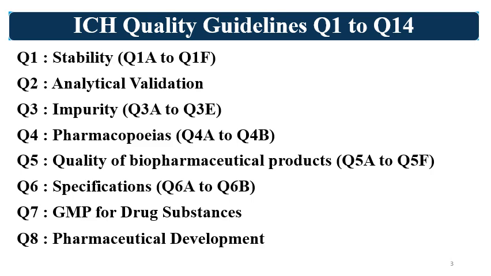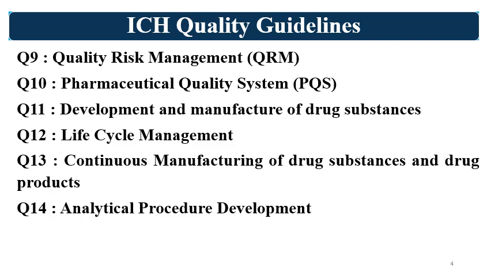Q7 guideline is for GMP for drug substances, that is good manufacturing practices for the drug substances. Q8 is the guideline for pharmaceutical development. Q8 guideline gives the idea about how the pharmaceutical development should be done, what are the critical aspects to be considered while developing the pharmaceutical product, and what are the quality requirements.